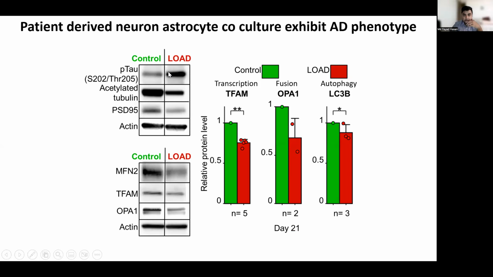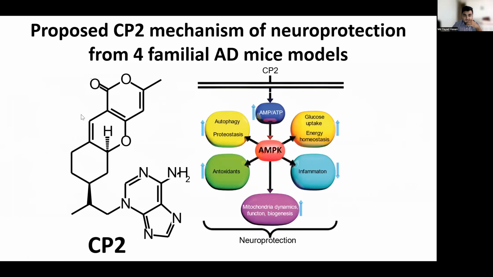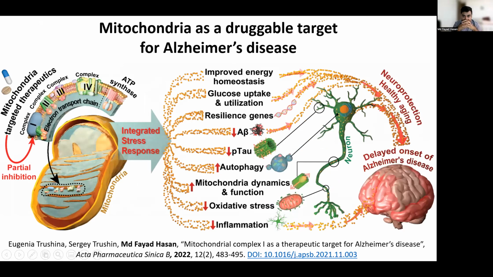then we found that there is a drug which is called CP2. This is the drug we're working on. We tried this drug on multiple animal models of Alzheimer's disease. In our lab, we have mice that are genetically engineered to have Alzheimer's disease-like phenotypes. When we fed these mice CP2, all of their Alzheimer's disease-related bad phenotypes went away and they were healthy.